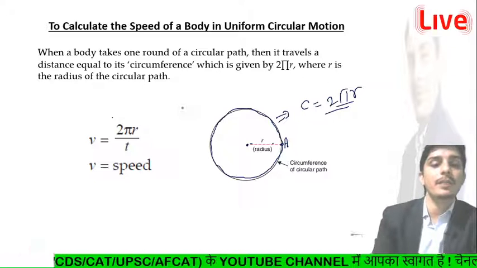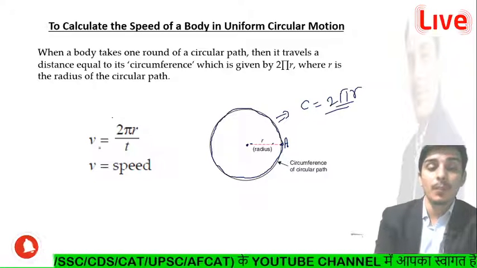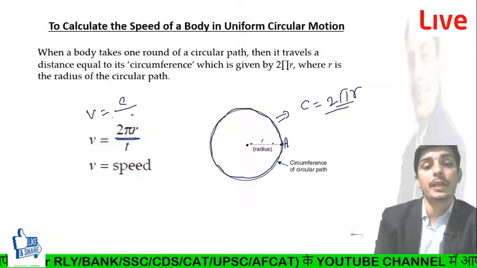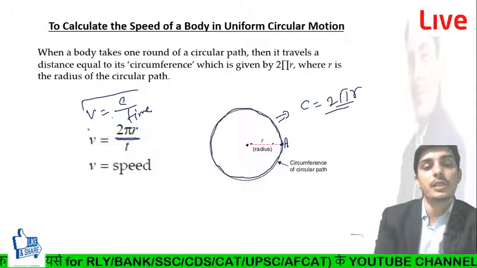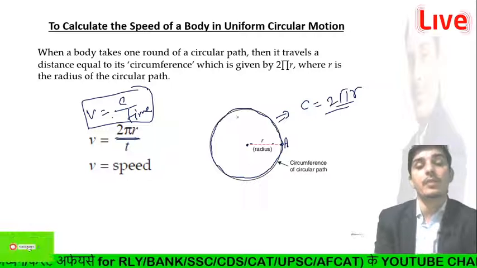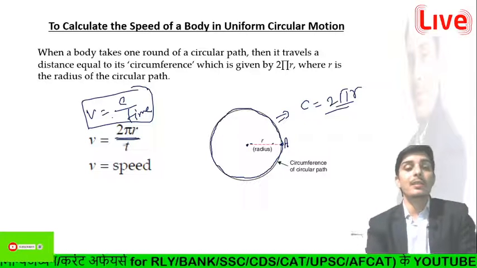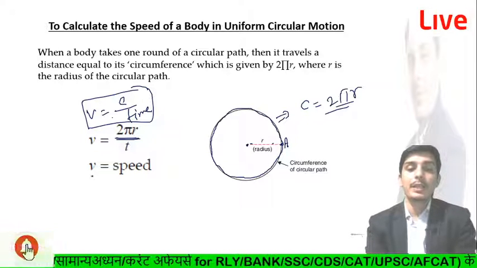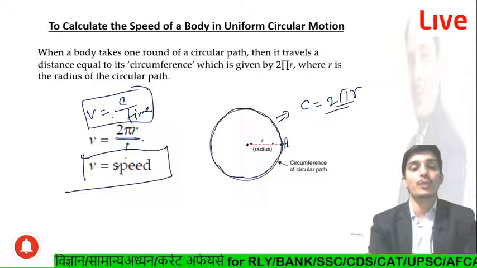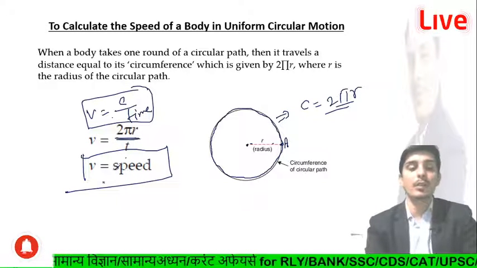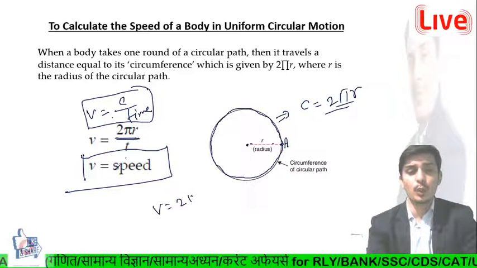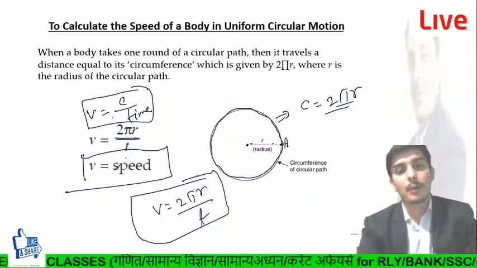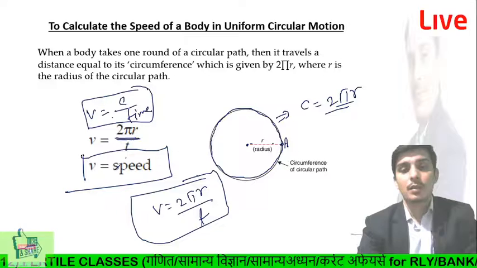We know that v equals distance traveled by time taken. The distance traveled is equal to the circumference, which is 2 pi r, so v equals 2 pi r by t. By this formula, v equals 2 pi r by t, you can find the speed in a circular path, okay, right.